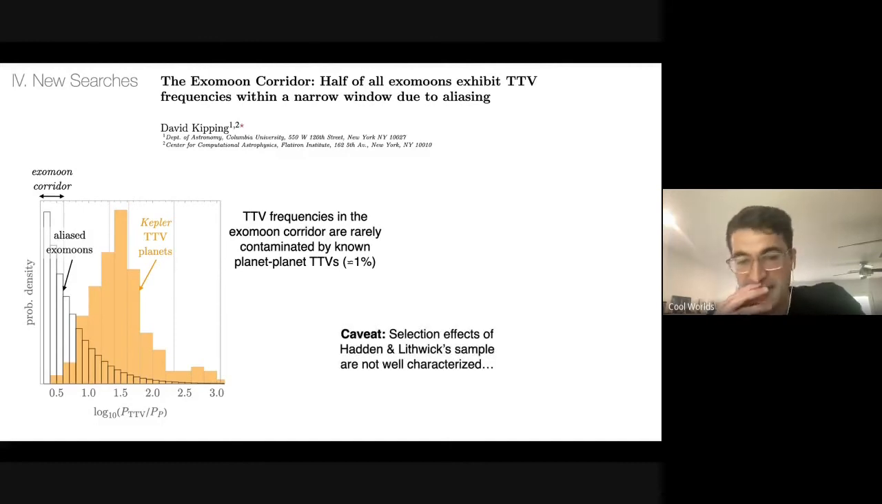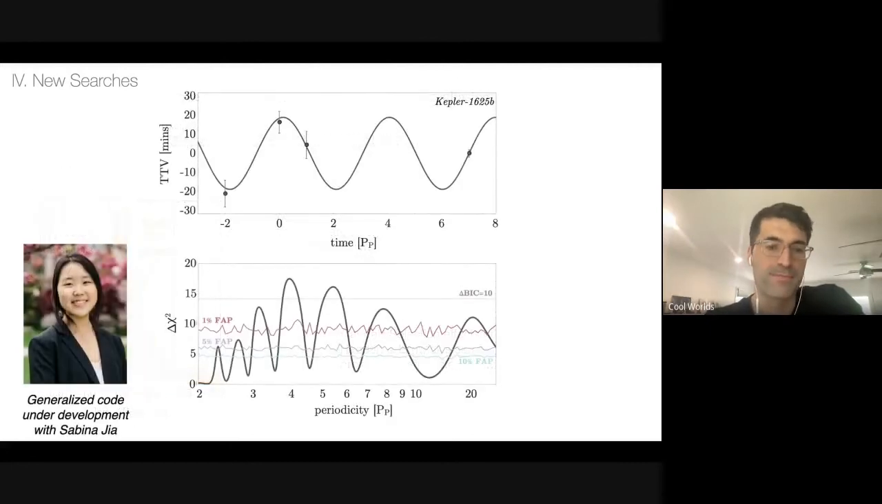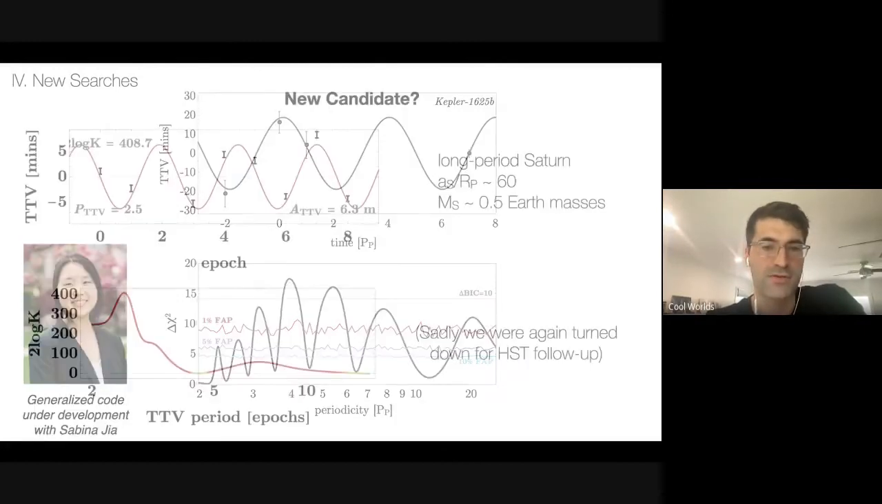Now, the caveat is that there are selection effects in that orange histogram there. This is Hadden-Lithwick's sample, and they're just taking everything where it's possible to derive a solution. And so there's definitely a selection effect there, and clearly more work needs to be done to figure out whether there is a sample of short period TTVs that Hadden is just missing in this sample. Yeah, we're working on some code to develop this a little bit further, but for the sake of time, I think I'm going to skip through this.